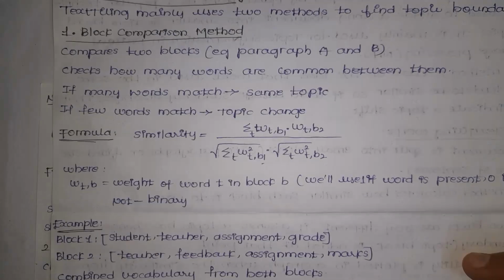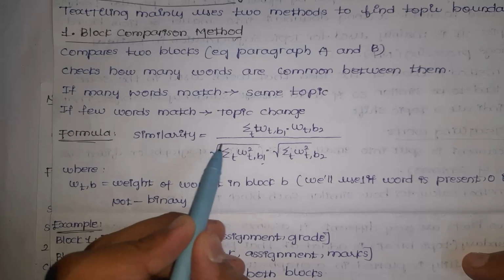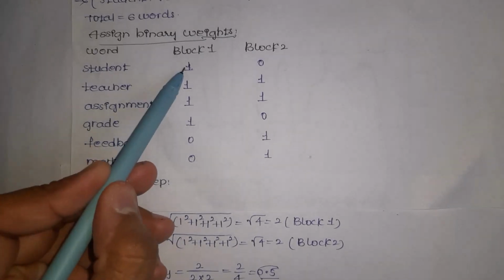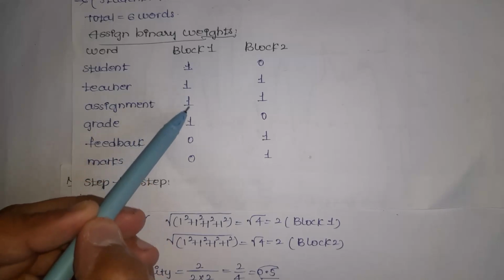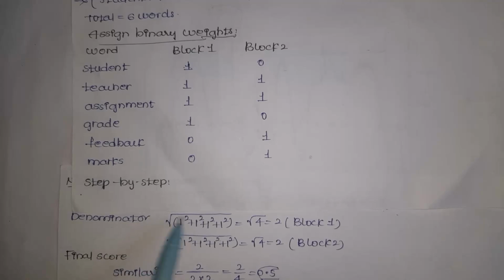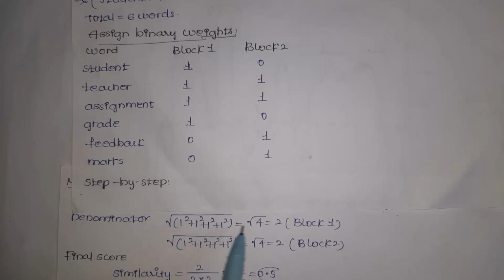That is nothing but we calculate under root whole square for block 1. So under root 1 square plus 1 square plus 1 square plus 1 square plus 0 square plus 0 square. That is nothing but under root 1 square plus 1 square plus 1 square plus 1 square, that equals 1 plus 1 plus 1 plus 1, that is root 4. Root 4 is nothing but 2. So the value of block 1 whole square is 2.